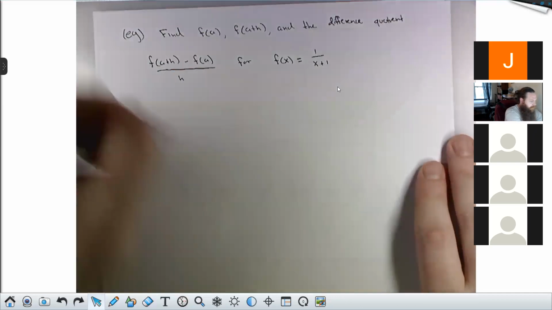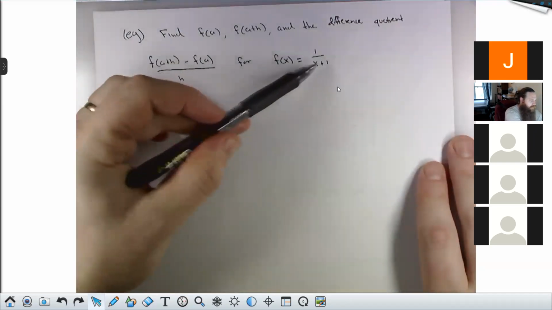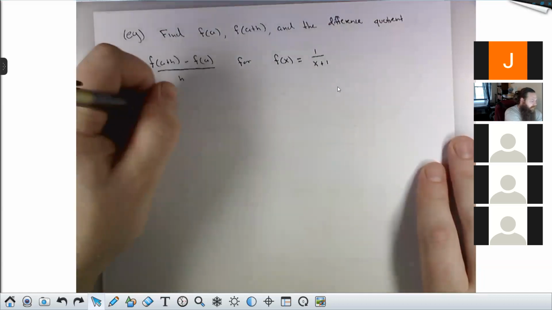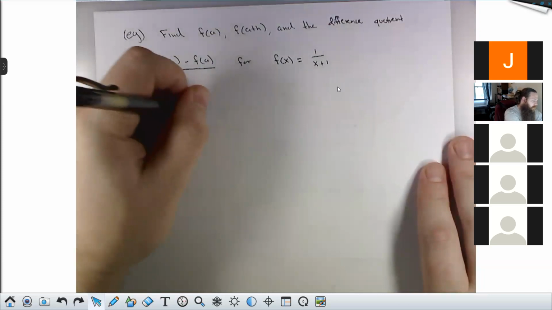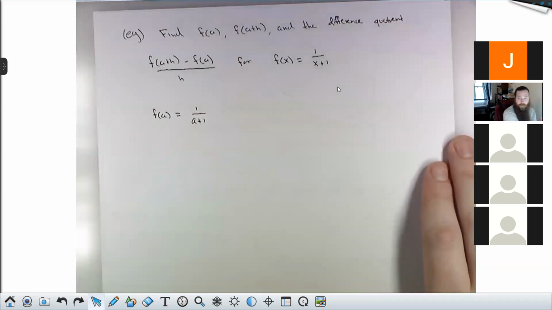So let's begin. If my function f of x is 1 over x plus 1, then f of a is going to be 1 over a plus 1. All right, we're just plugging in for x. That's what this notation means.